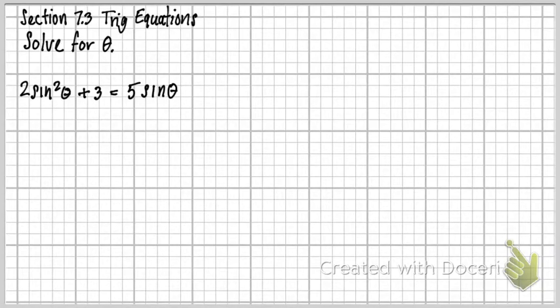So now this problem says solve for theta. So this means we're going to find every solution here. So that's the idea for this one. So we're not going to just say from 0 to 2 pi. We're going to find them all. And that's easy enough to show as we go through this.